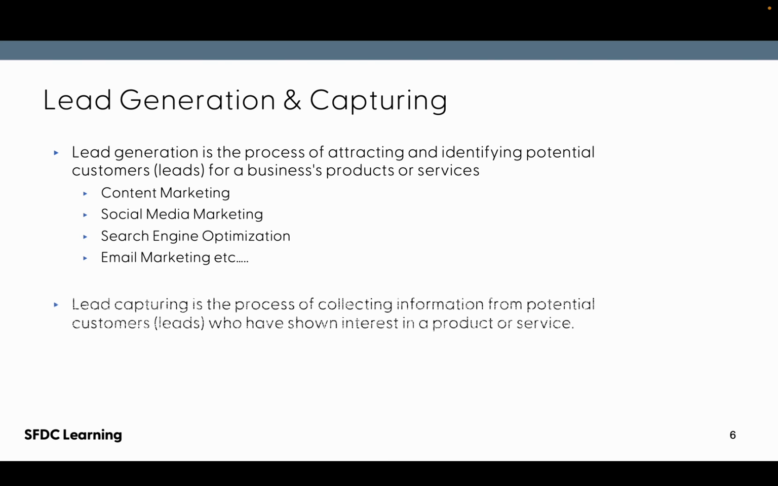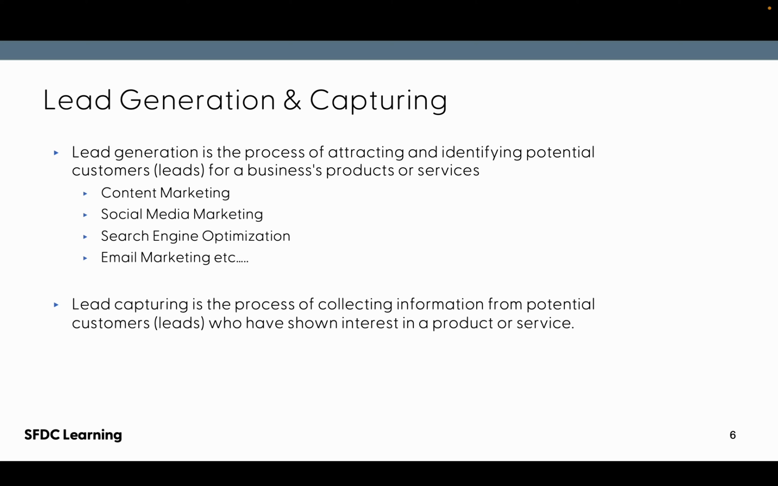Now, capturing the lead. Lead capturing is the process of collecting information from potential customers who have shown interest in a product or service. So let's say I'm looking for a home loan, or I'm looking for a home, or a flat. I'll go to a website, where they'll ask me to put in my details, let's say phone number, email ID, and what my budget is.